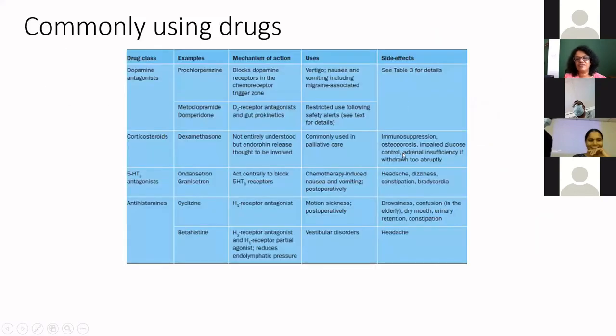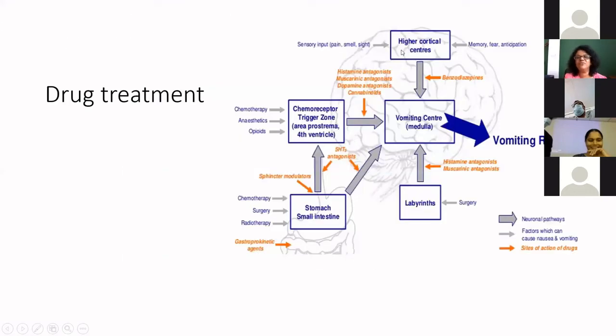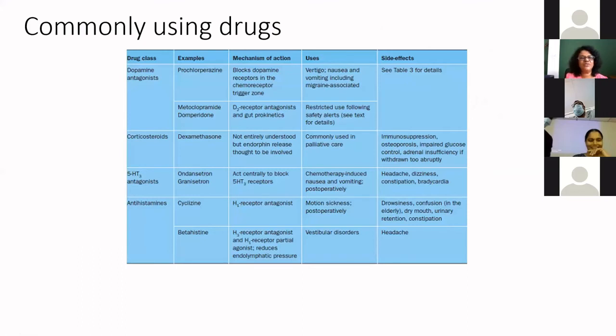And if it is due to the higher cortical problem, then we might have to think of giving metoclopramide, haloperidol. Chemoreceptor trigger zone, what are the things that we can do? Likewise, the drug treatment depends on our analysis. So we need to select a proper drug for the proper patient, right?